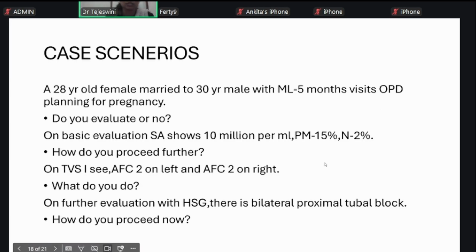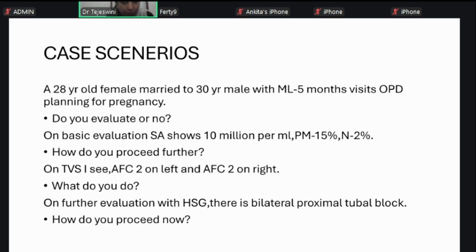So let us discuss some of the case scenarios. This is about a 28-year-old female. She is married to a 30-year-old male with a marital life of 5 months. She visits your OPD and is planning for pregnancy. Do you evaluate her or not?